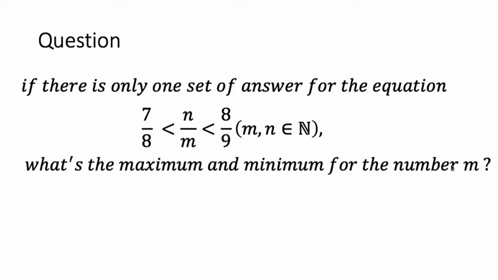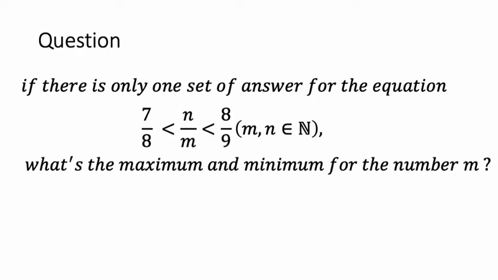So today's question is like this. If there's only one set of answers for the equation 7 over 8 less than m over n less than 8 over 9, m and n are positive integers, what's the maximum and minimum for the number n?